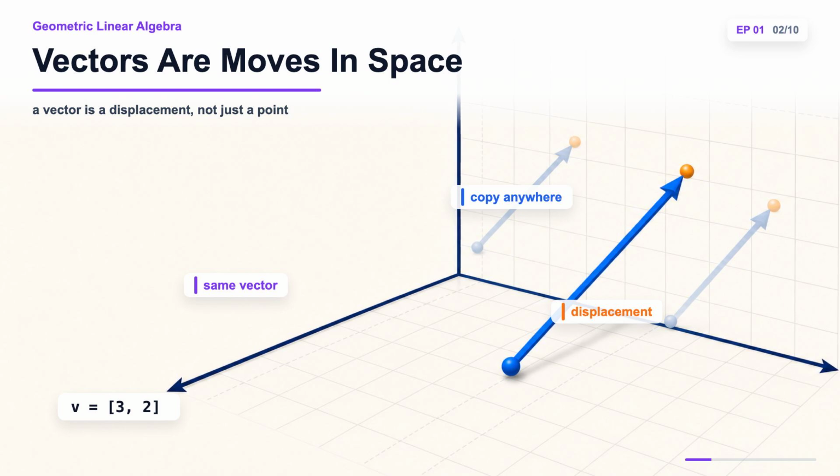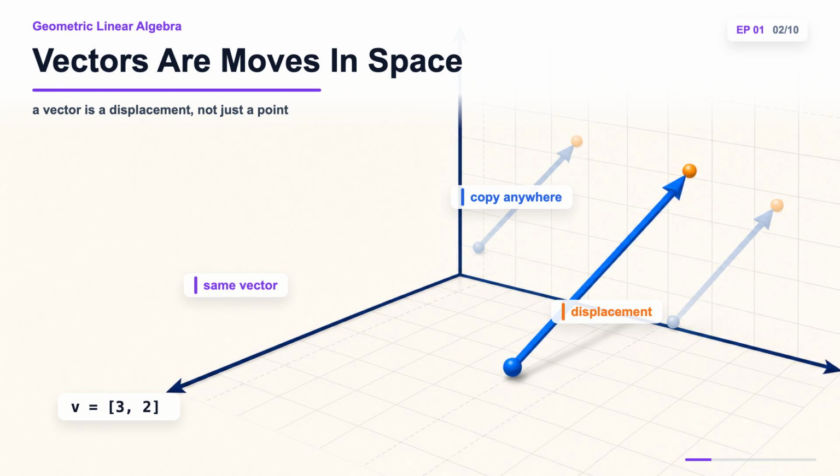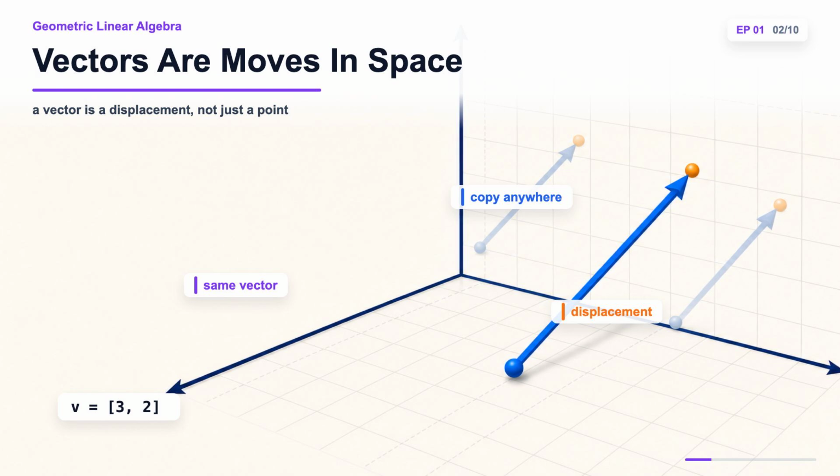But the arrow does not have to start at the origin. The same vector can be copied anywhere in space. What matters is the displacement. How far, and in what direction. This is the first shift in perspective. The numbers are not the object itself. They are a description of the object measured against a coordinate system.